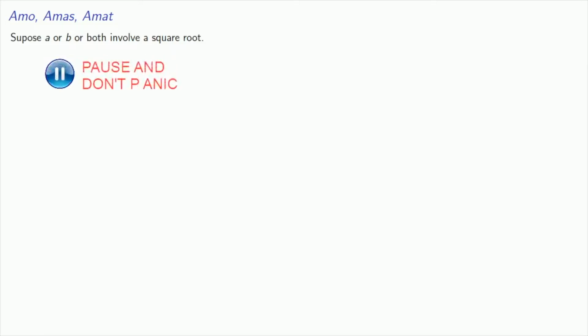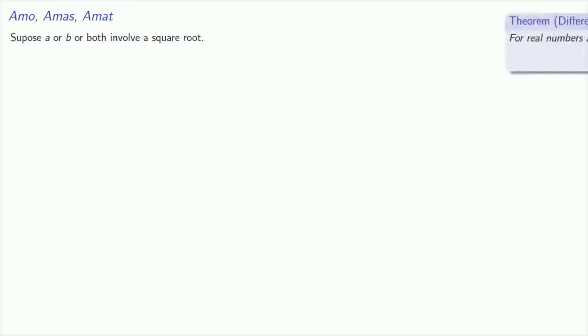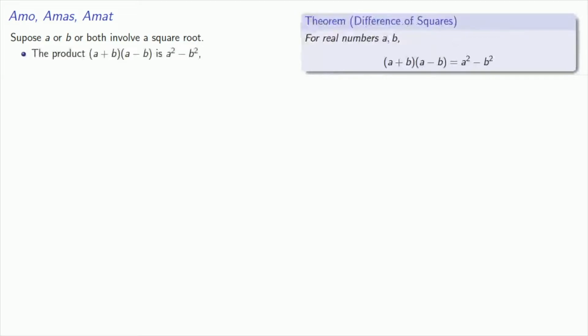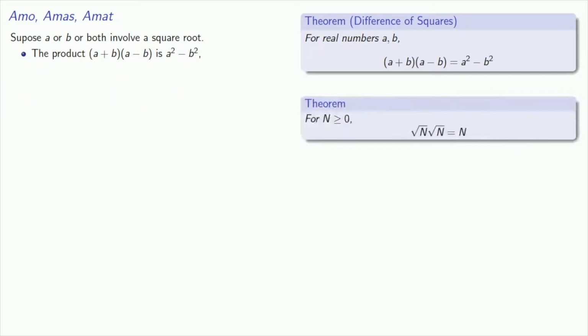So who cares about the conjugate? The reason that conjugation is so very important is you need to do it to speak Latin. Wait, wrong script. I mean, the reason that conjugation is so important in mathematics is that suppose either a or b or both involve a square root. Because the product (a plus b) times (a minus b) is a squared minus b squared, and when I multiply a square root by itself, I get the radicand, multiplying two conjugates will eliminate some of the square roots.